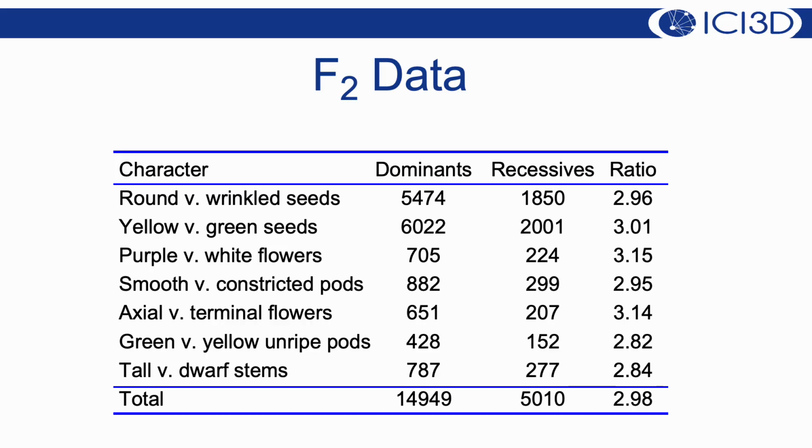Okay, and when he looked at these various characters, round versus wrinkled, etc., he found a lot of them where basically you had a very strong dominance. And in fact, if you looked at the ratio of the dominant to the recessives, when you got the F2, you found that it was around about 3-to-1. Okay, so this is very interesting.